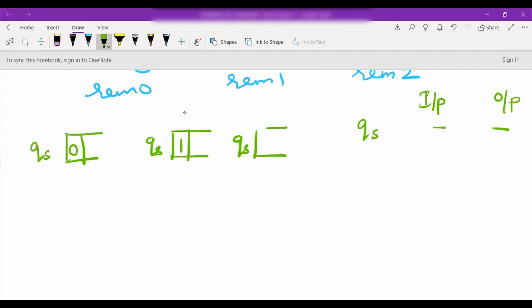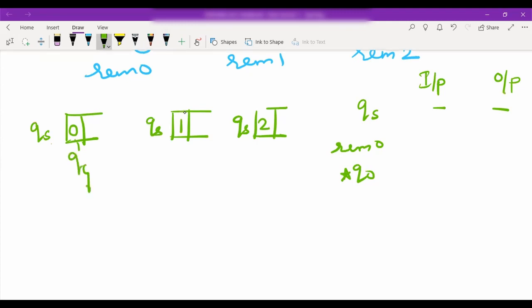I can read the first bit as 1. I can read the first bit as 2. So what is this state? What is this number? This is number 0. Number 0 is divisible by 3, leaving the remainder 0. So remainder 0 state I can write as Q0, which is fulfilling our requirement. So this will be marked as the final state. So QS, after reading the number 0, goes to the resultant state Q0, leaving the remainder as 0.